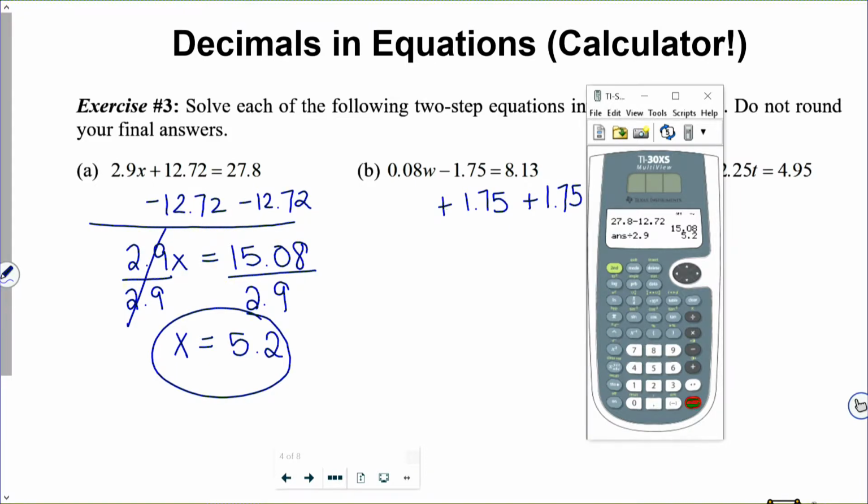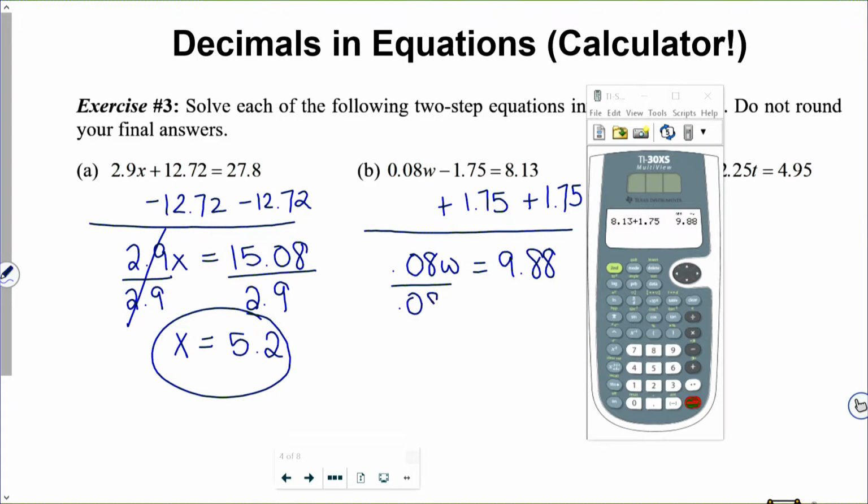I'm going to clear this out, and I'm going to do 8.13 plus 1.75. Of course, it's working just fine now. And this is going to give me 0.08W is equal to 9.88. Now I'm not going to even try with that 9.88 in the answer key. I'm just going to divide both sides by 0.08.